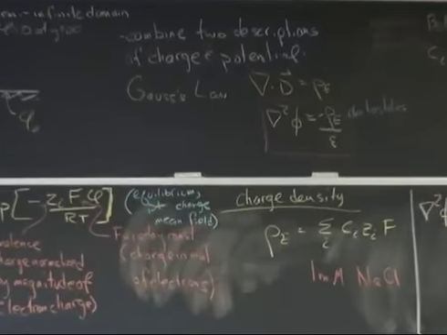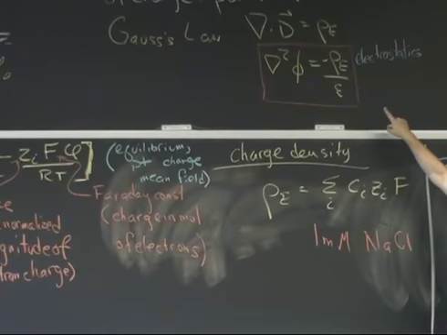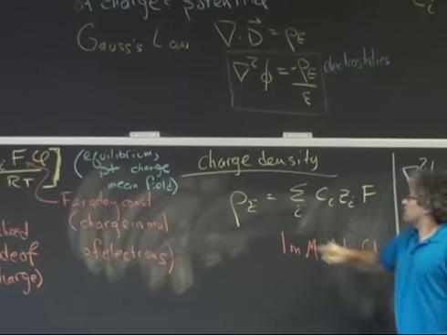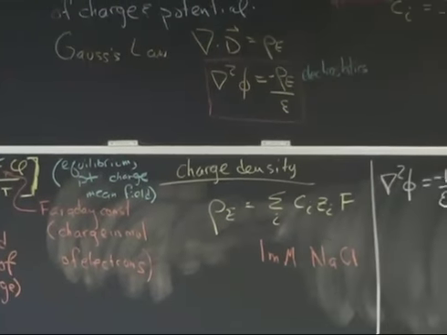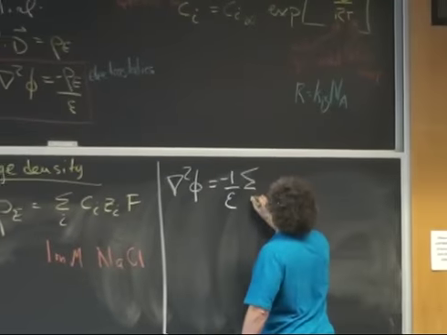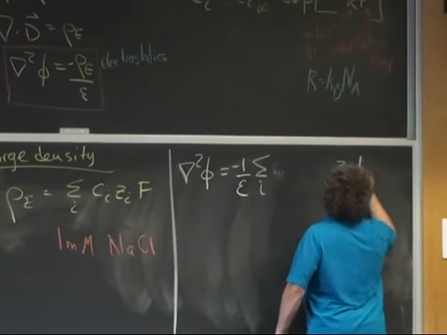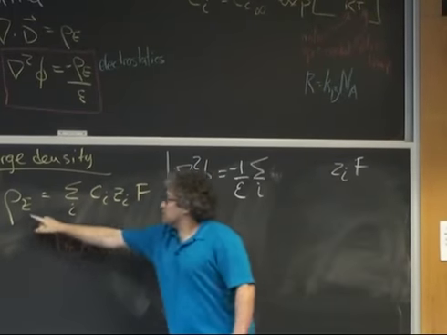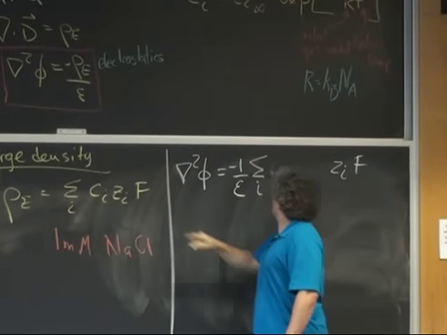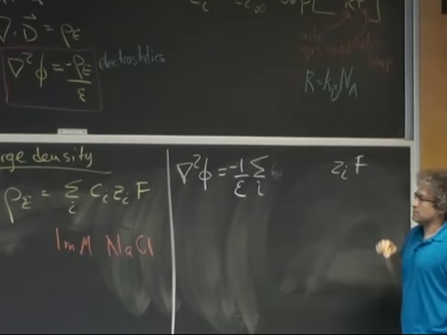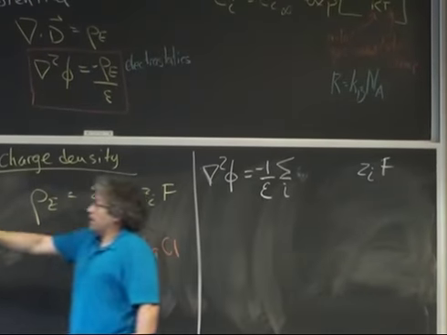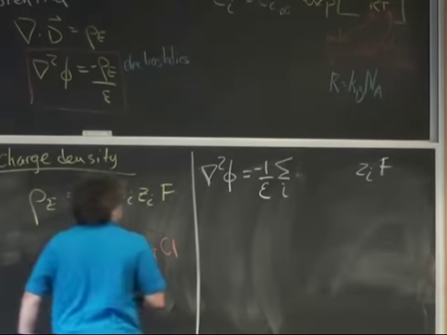So I'm starting with Gauss's law, but I want to put something in for rho_E, and so I'm going to put in this expression for the charge density. So for the charge density, I want to put in the sum over i of c_i, z_i, F. So I put in everything here except the c_i part. For the c_i, I'm now going to put in this expression.